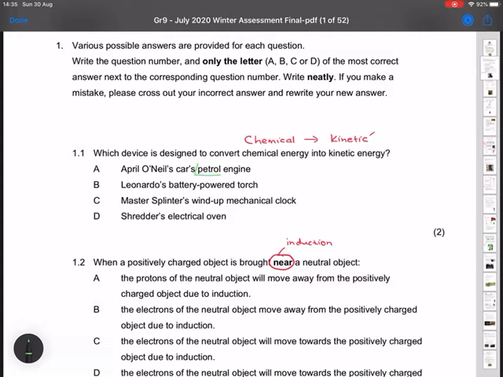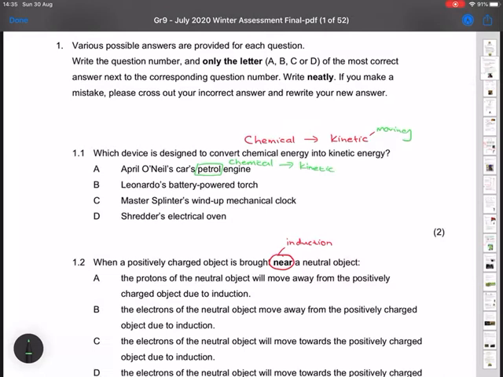Okay, so April O'Neill's car petrol engine. So petrol, guys, is a chemical. There's chemical energy stored in the petrol. And what's the point of having a petrol engine in a car? Well, to make the car go. When the car's moving, that moving energy is kinetic energy. So A is the right answer because you've got chemical energy being converted into moving or kinetic energy. Whenever you see kinetic, you must think moving.